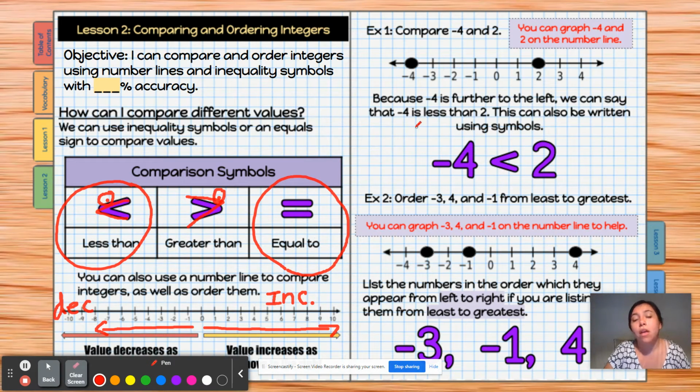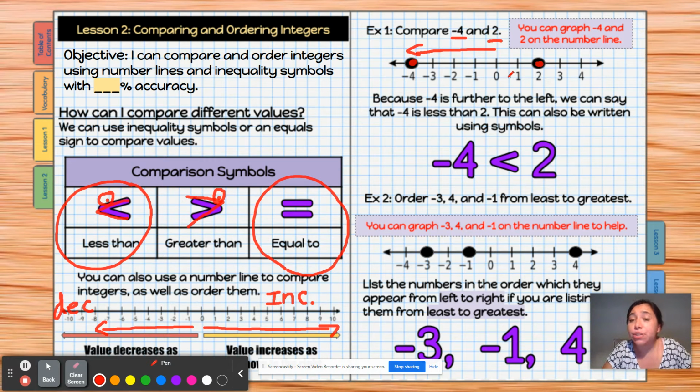Awesome. Now when we're comparing, let's look at this example. We need to compare -4 to 2. You can graph -4 on a number line and then 2. Because -4 is farther to the left, jumping back farther from 0, we can say -4 is less than 2. Remember, the farther the negative number, the less value it has.